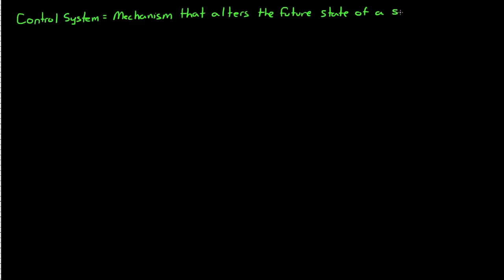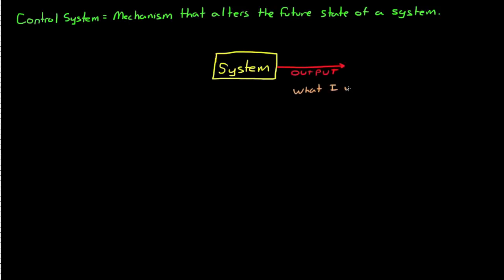This lecture is on open loop versus closed loop control systems. A control system is a mechanism that alters the future behavior or state of a system. Now, in order to be considered a control system and not simply a change the state system, the behavior or the outcome must tend towards a state that is desired.